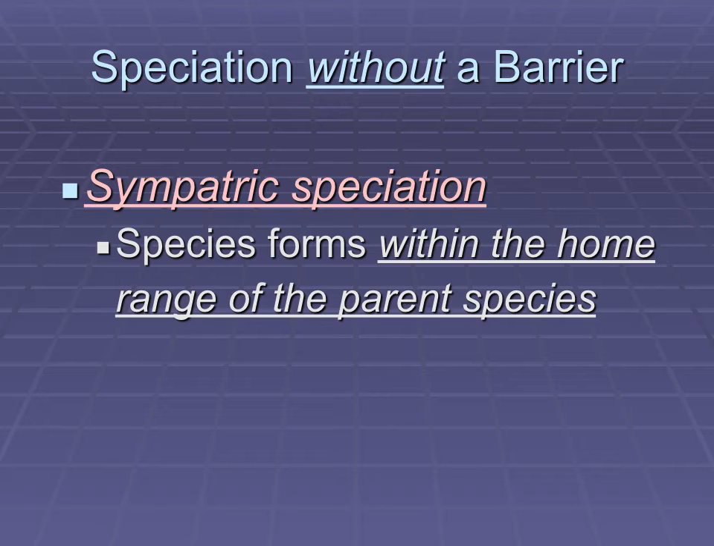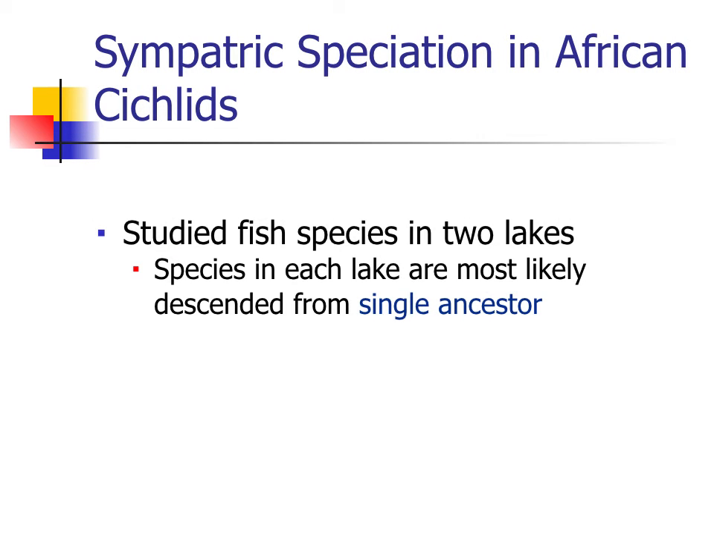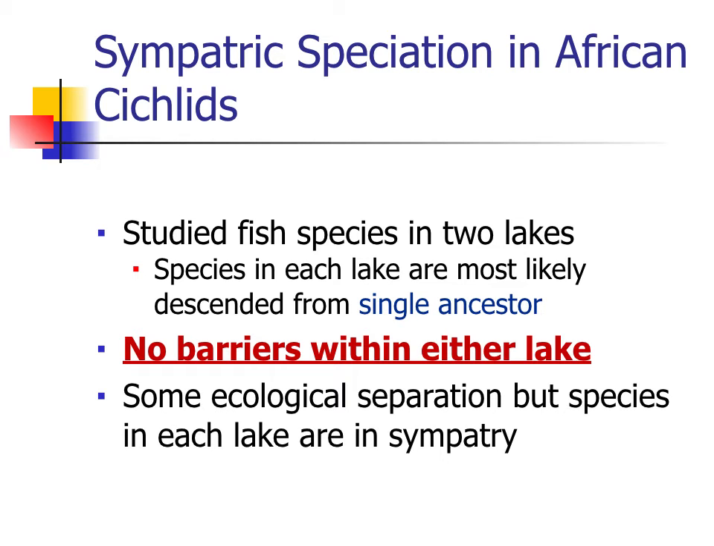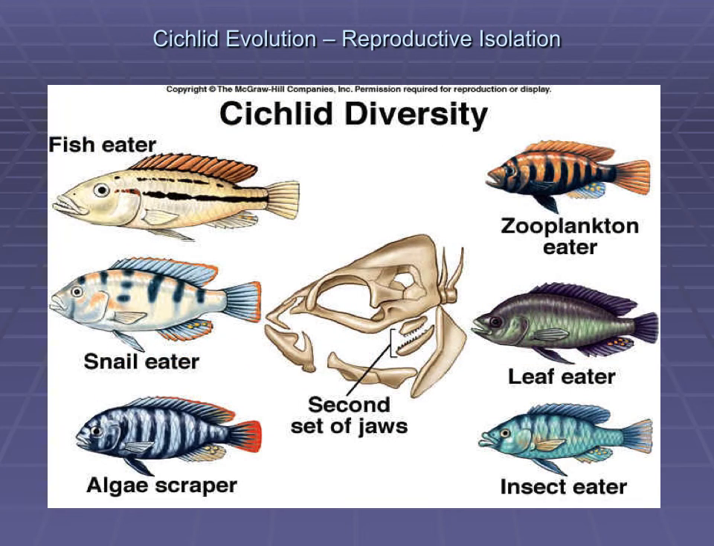So speciation without a barrier: species form within the home range of the parent species. So these two different types of fish most likely descended from a single ancestor, with no barriers within either lake, and some ecological separation, but the species in each lake are in sympatry. So we take a look at this diversity. They're reproductively isolated. They have different feeding patterns. They eat different things, and that's going to lead to their diversity.